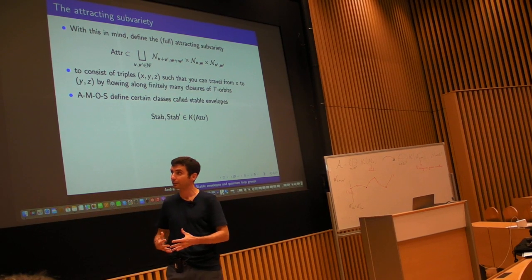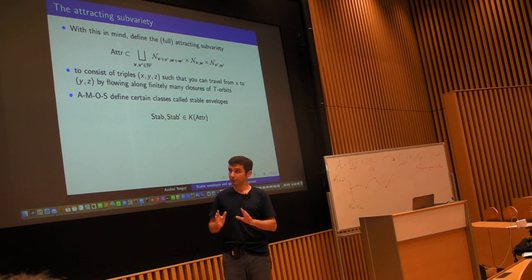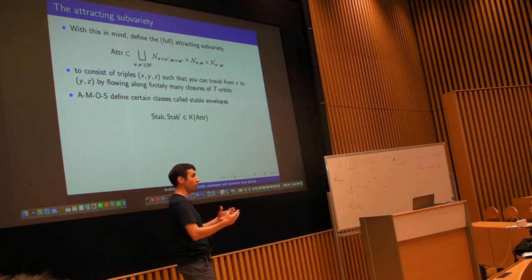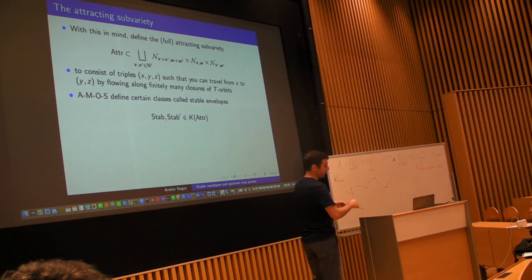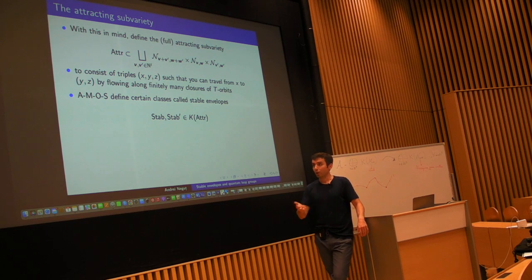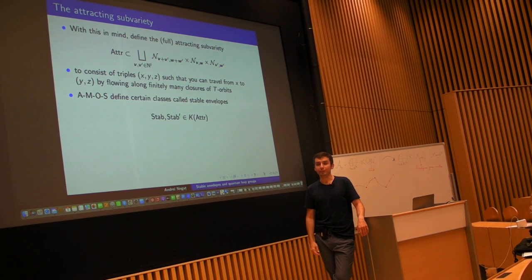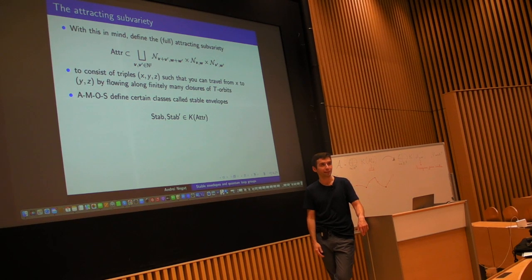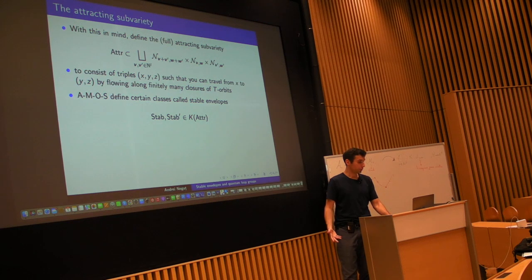So these are K-theory classes on these attracting subvarieties. And once again, if you don't like K-theory classes, then think of these as cohomology classes. There is a cohomology version of this construction. And if you think about these as cohomology classes, then they are like linear combinations of subvarieties of ATTR. And actually, I think it will be more like linear combinations of irreducible components of ATTR in several cases. So stab and stab prime are certain explicit classes that are much more explicit than the definition I'm giving you on this slide. But assume now that we have these classes called stable envelopes, and then the question is, what do we do with them?